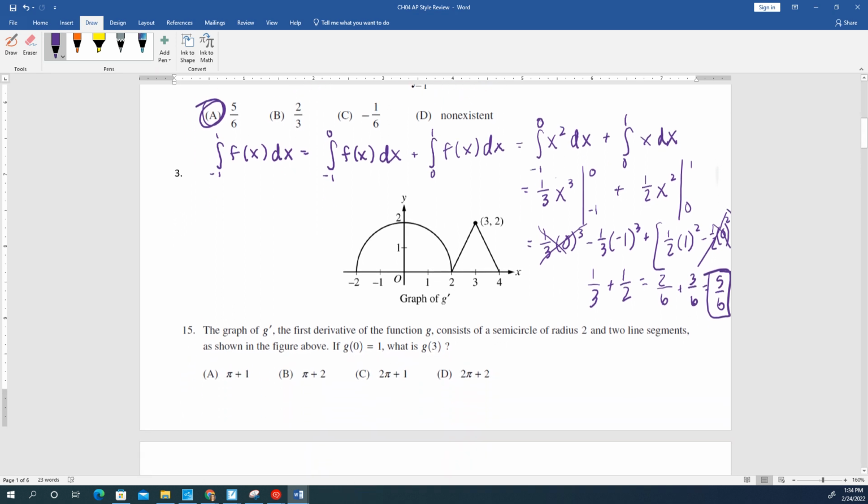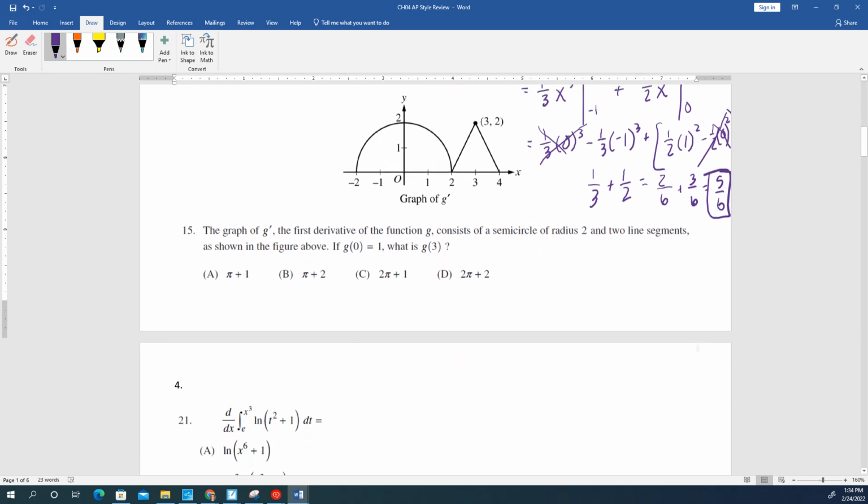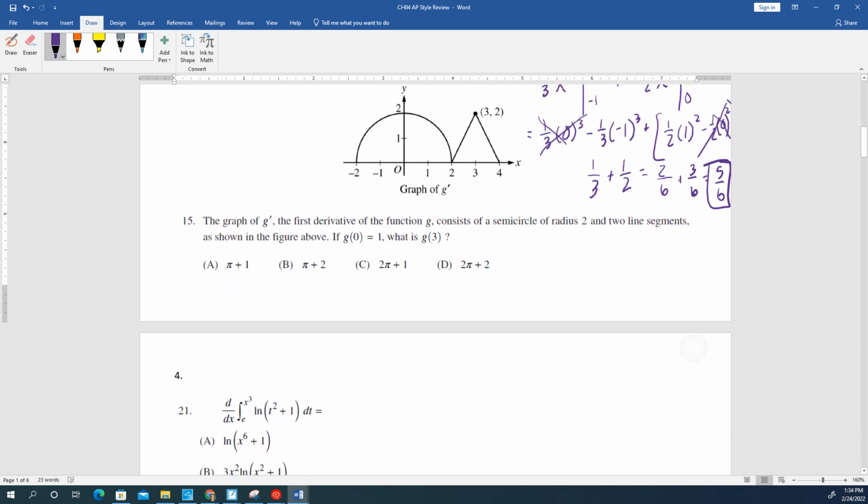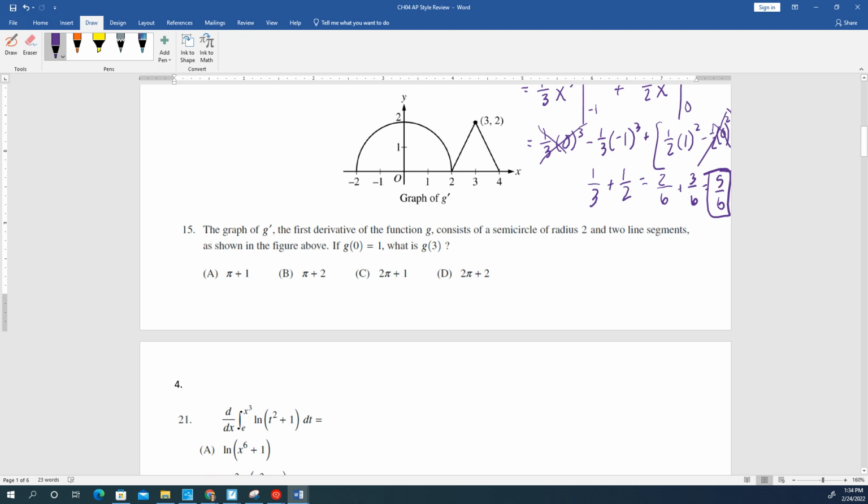Next one. It saves the ink on my page. Nice. Here I have the graph of a derivative shown, the first derivative. It consists of a semicircle of radius 2 and 2 line segments. Ooh, this is kind of a weird one. If g of 0 is 1, what is g of 3?